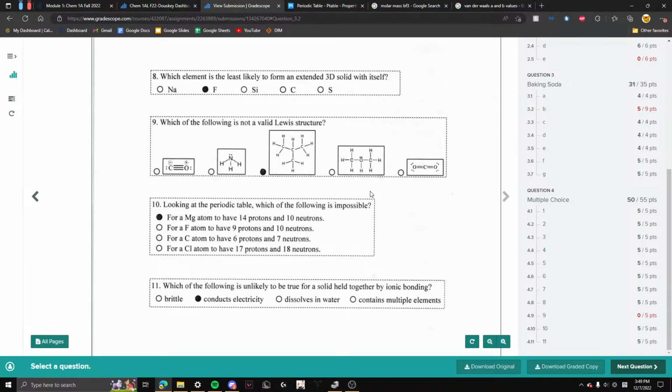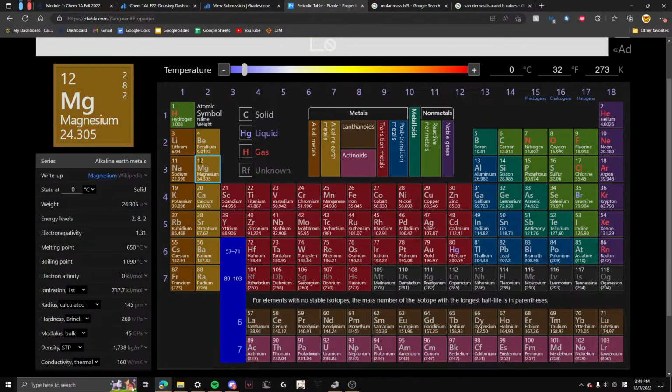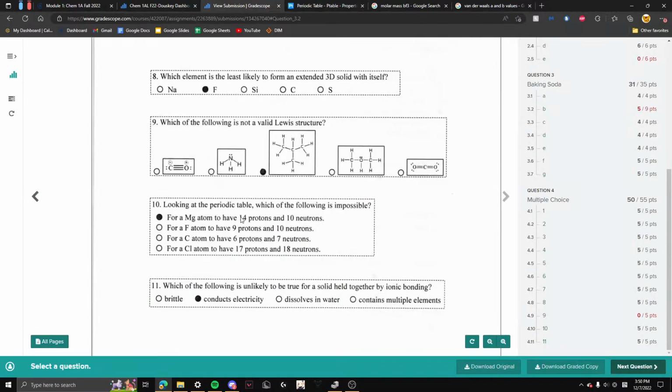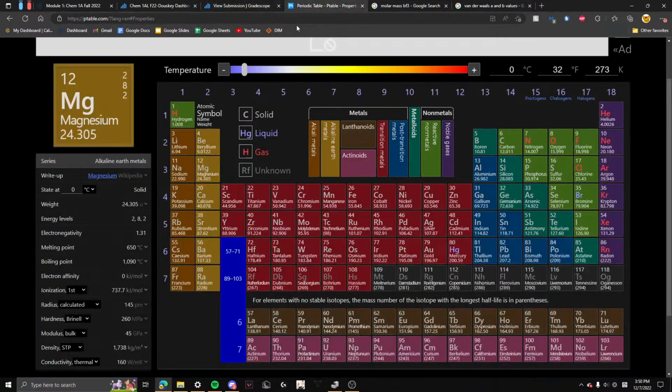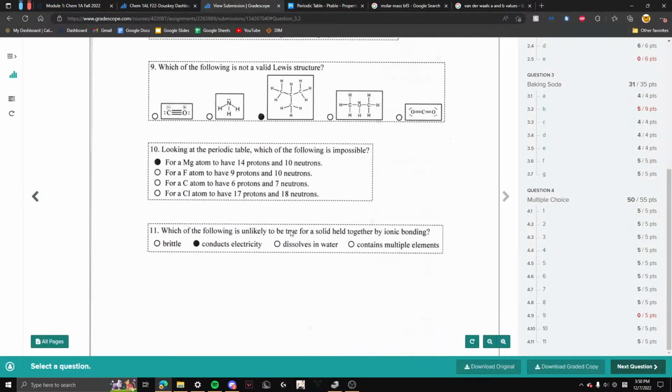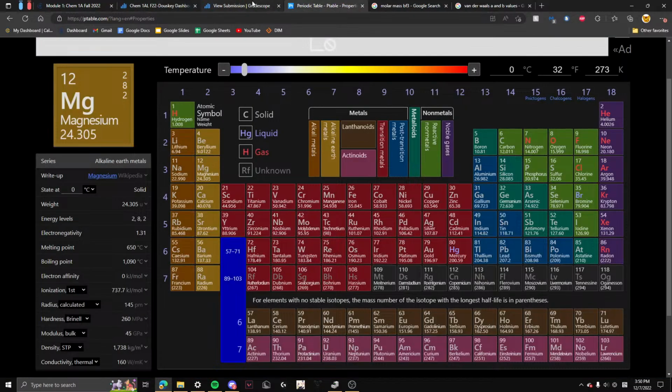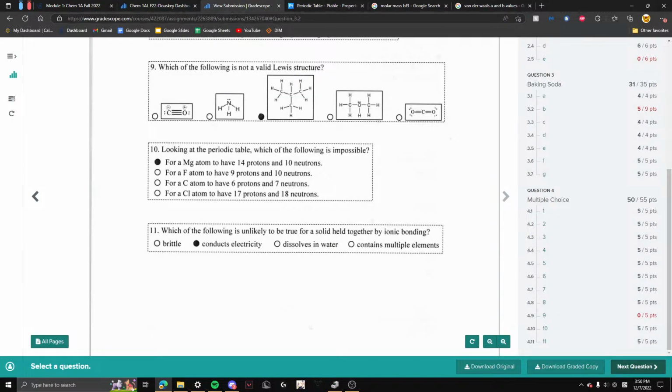And then looking at the following: which of the following is impossible? Mg has 12 protons. If Mg had 14 protons, it would be a completely different atom. You can add neutrons. That's how you get isotopes. But you cannot change something's proton count, because that will change the very identity of the atom, and we do not want that.